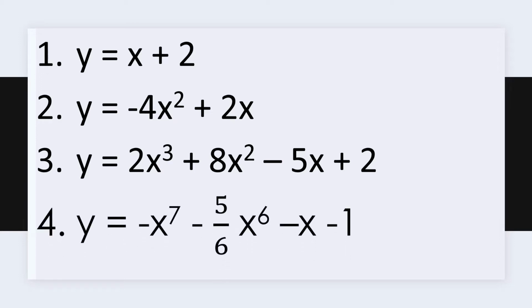How about y equals negative x to the power of 7 minus 5 over 6 x to the power of 6 minus x minus 1? The answer is negative 7x to the power of 6 minus 5x to the power of 5 minus 1.